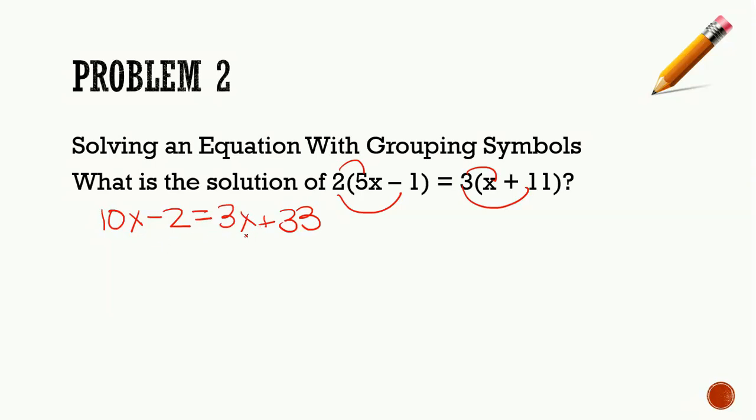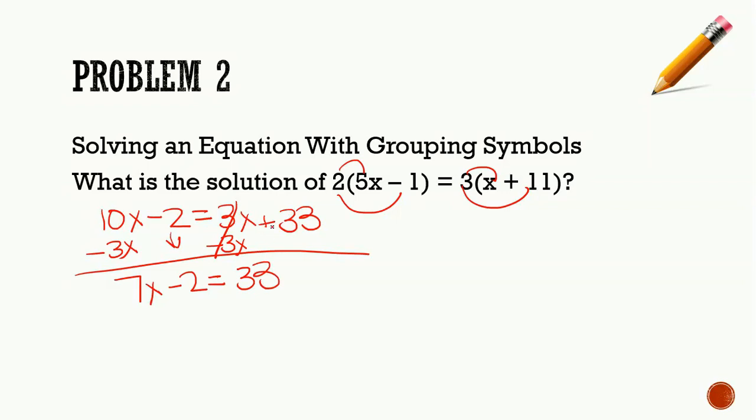Let's get the x's together. So I'm going to subtract 3x. 10x minus 3x, that's 7x. And I see this negative 2. He's just going to come along for the ride. That's canceled out, and I'm left with 33.